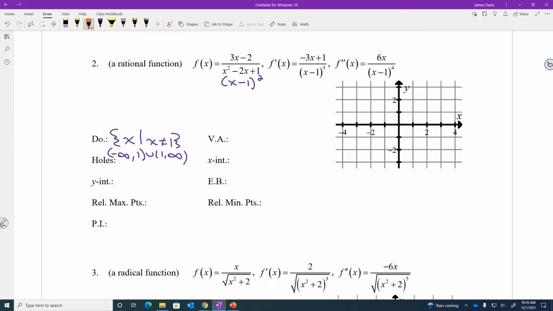All right, next up, vertical asymptotes and holes. So we know it's undefined at 1, so really we just need to determine if that's a vertical asymptote or a hole, right? So is 1 the 0 of the numerator? Nope. So it's a vertical asymptote, right? So x equals 1 is a vertical asymptote, which means there's no holes, because there's no other options. The x-intercept is the zeros of the numerator. So what's the 0 of the numerator?